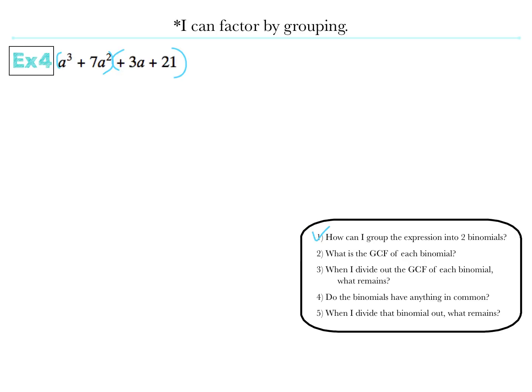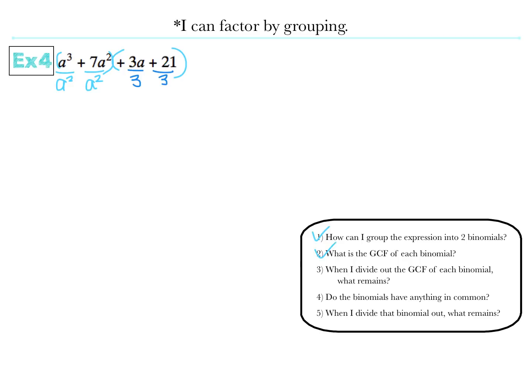When I look at a to the 3rd and 7a squared, they don't share any number greater than 1 because the a to the 3rd has just a coefficient of 1, but they do share 2 a's. So I'm going to take out an a squared from the first one. And from the second one, they share a positive 3, because remember, we always want the first term to be positive, and so that applies to this as well. If this were negative, then I would take out a negative 3. All right, so I found the GCF.